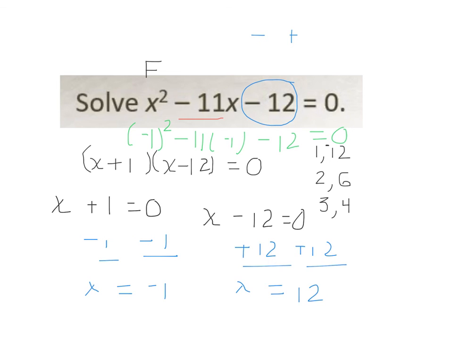We can also go back and we can check to be sure that the other solution works, which was 12. Well, 12 squared is 144, and then we have to multiply before subtracting, so 11 times 12 is 132. 144 minus 132 is 12, and 12 minus 12 is 0. So they both work. Our solutions are negative 1 and positive 12.